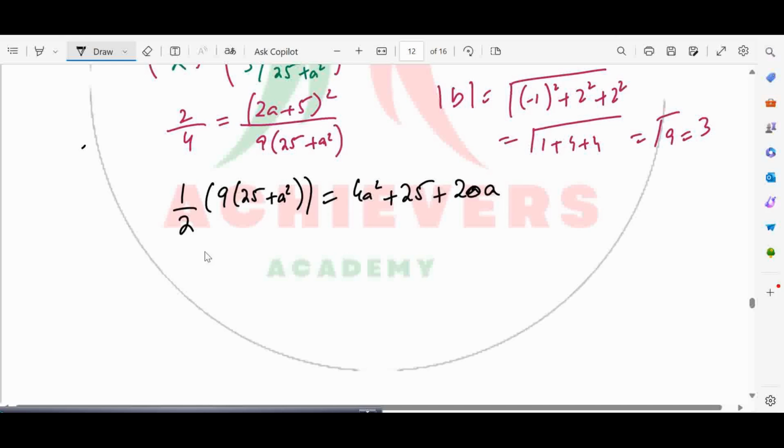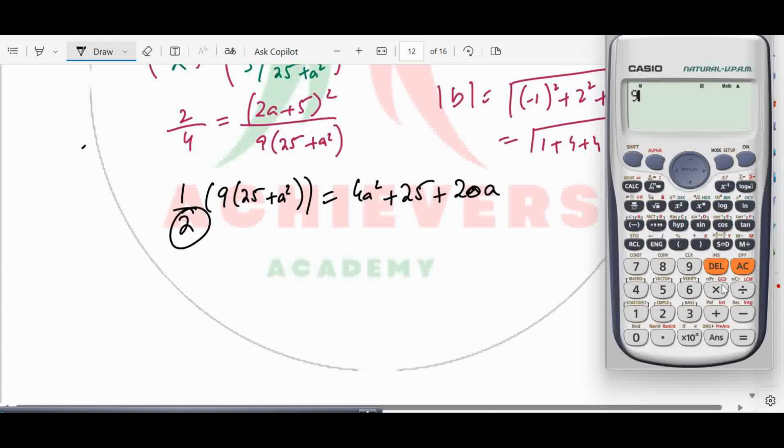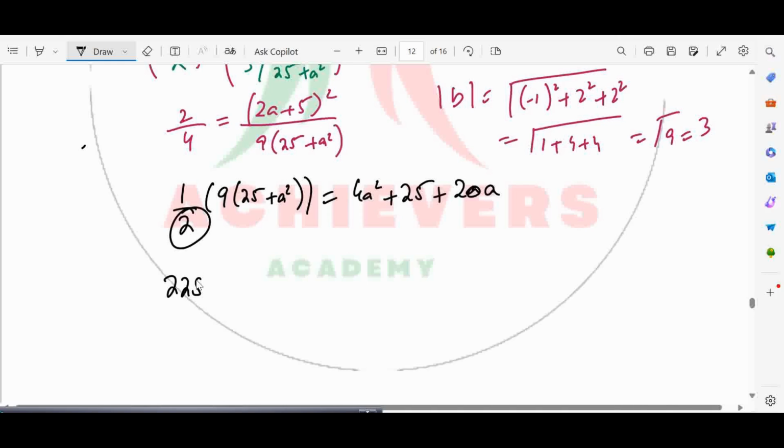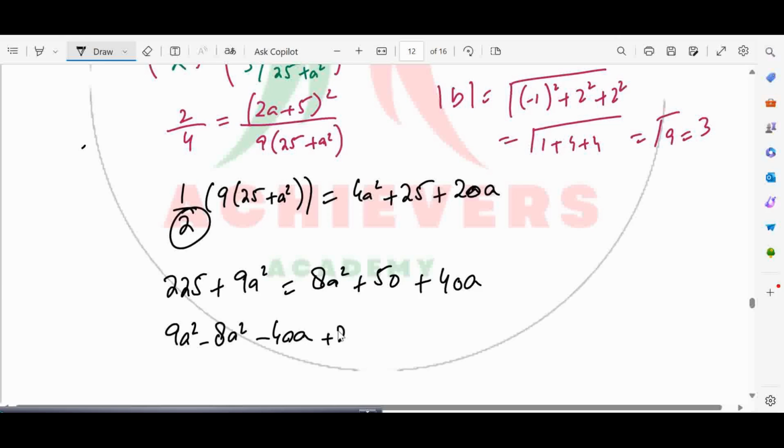Now 9 into 25, we need to shift this to the other side. 9 multiplied by 25 will be equal to 225. So 225 plus 9A square is equal to 8A square plus 50 plus 40A. Now if we rearrange it again, this will be 9A square minus 8A square minus 40A plus 225 minus 50 is equal to 0.